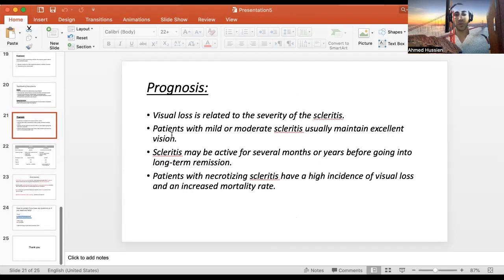What is the prognosis? The prognosis usually depends on the severity of scleritis. More severe cases like necrotizing scleritis have a high incidence of visual loss and an increased mortality rate as well because of the underlying systemic condition. However, milder cases and also cases associated with rheumatoid arthritis have a better prognosis when compared with the severe cases which are likely associated with more severe connective tissue disorder like polyarteritis nodosa, for example. Patients with mild to moderate scleritis usually maintain excellent vision, and scleritis may be active for several months or years before going into remission.